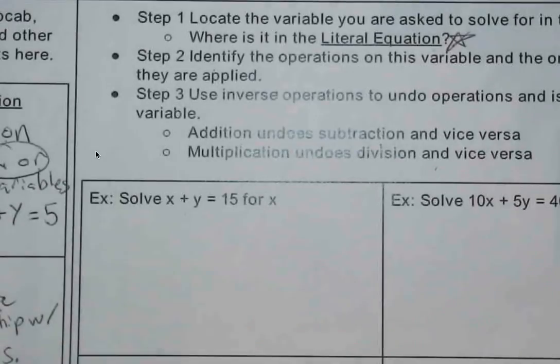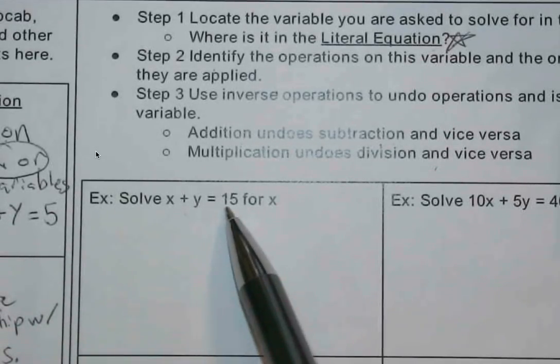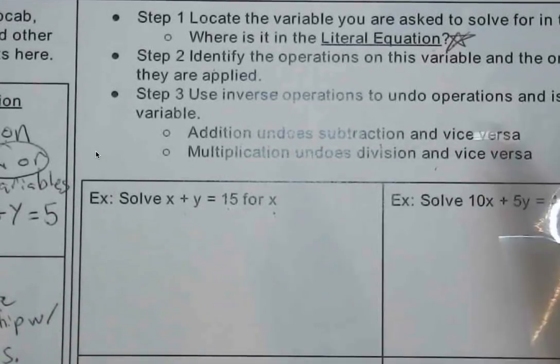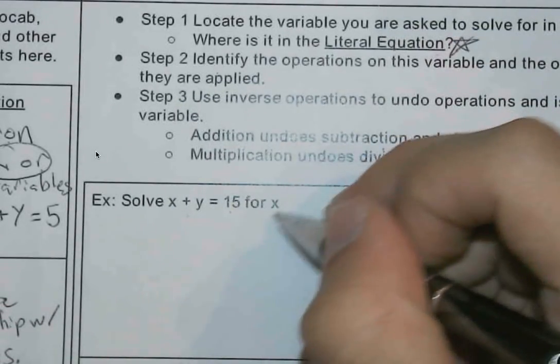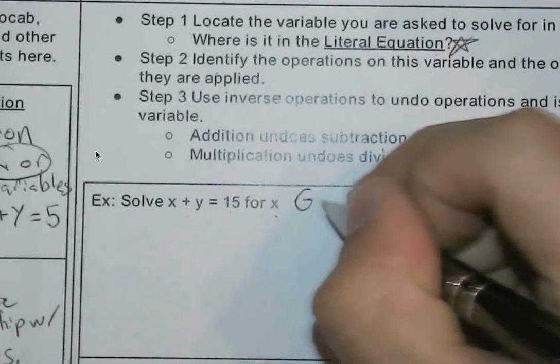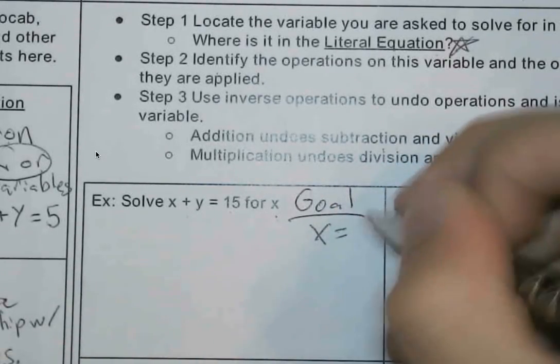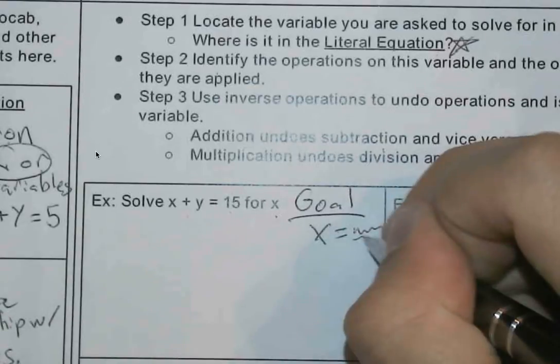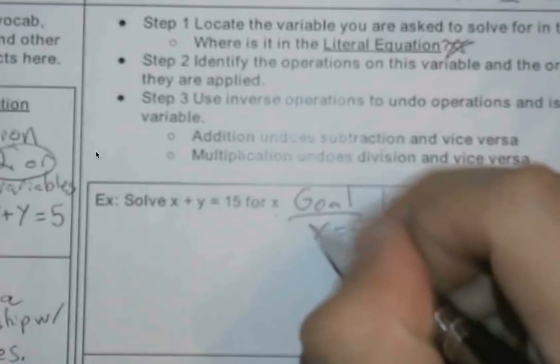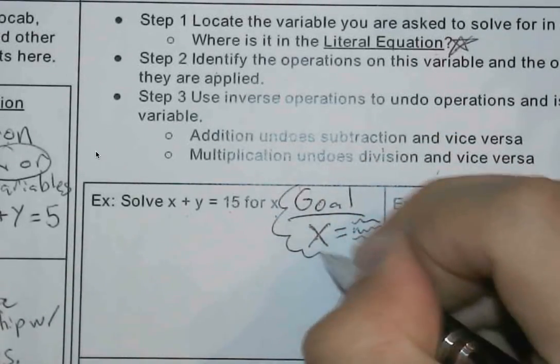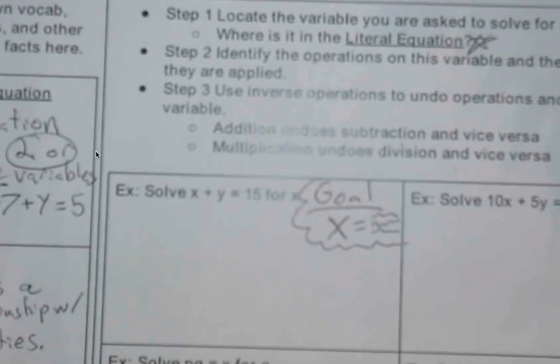This first example has us with x plus y equals 15. And we're solving for x. So when this says we're solving for x, our goal is to have x equals something, whatever this might be. But this is our goal. We're trying to have x equals some term or set of terms.